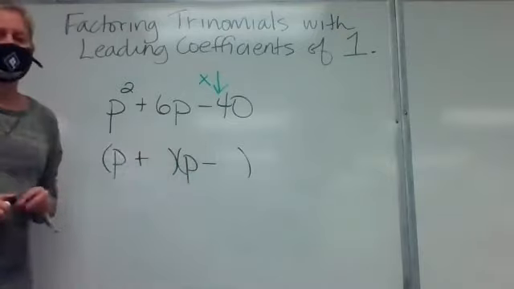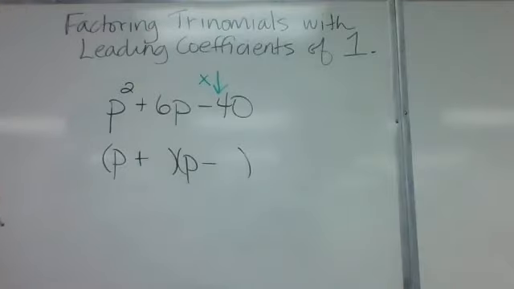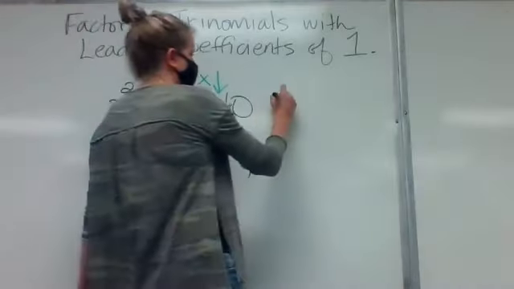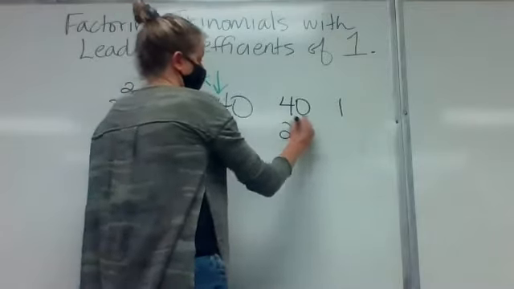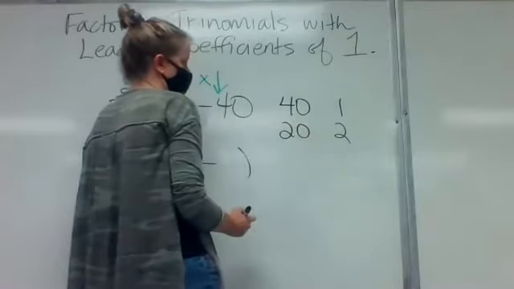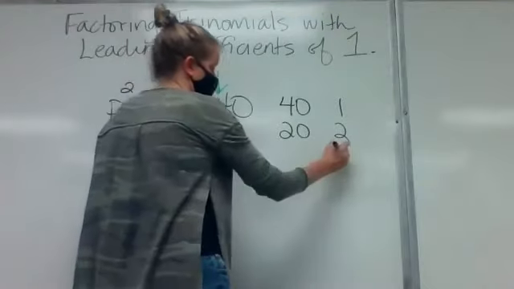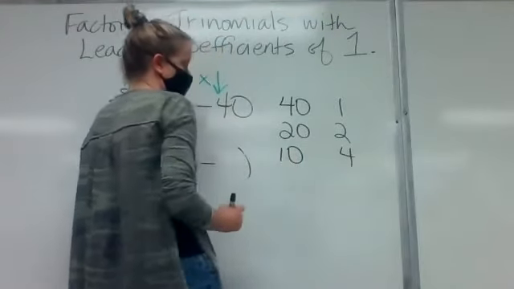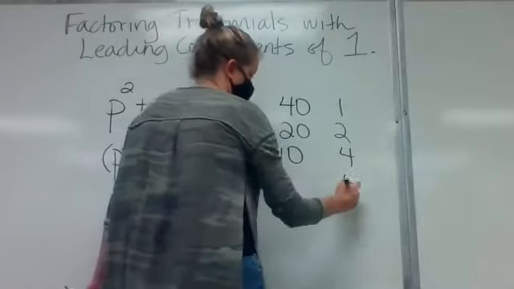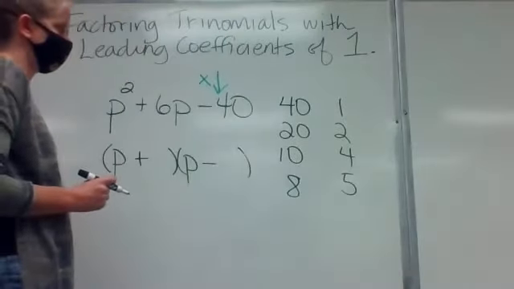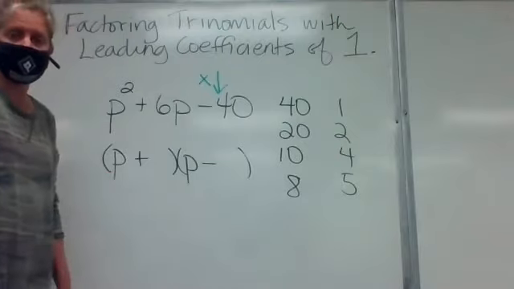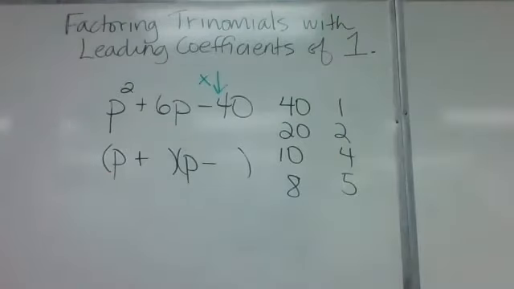So let's make our list. 40's got a lot of ways to get it. 40 and 1. 20 and 2. Let's see, 3 doesn't go into it, but 4 does. 4 and 10. 5 does. 5 and 8. No 6, no 7. Okay. So that looks like our options.